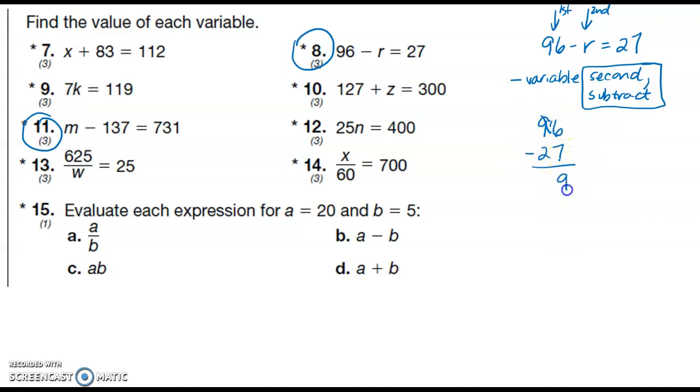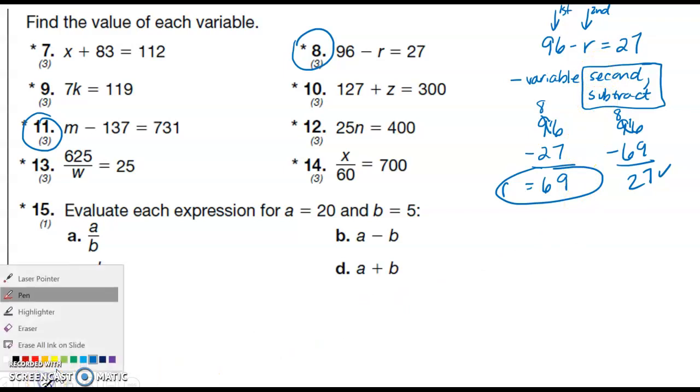16 minus 7 is 9. That's 8 is 69. So I get that this is what r equals. And then I'm just going to double check. So 96 minus 69. Oh, what am I doing? Yep, 7, 8, 27. So that checks out. So this is my answer. So that's my first subtraction problem.